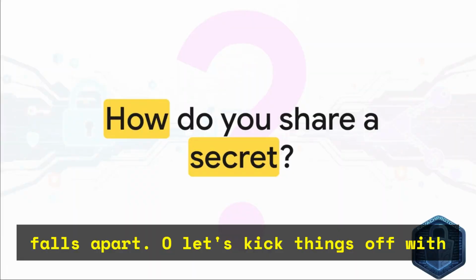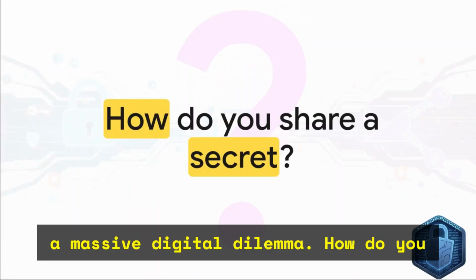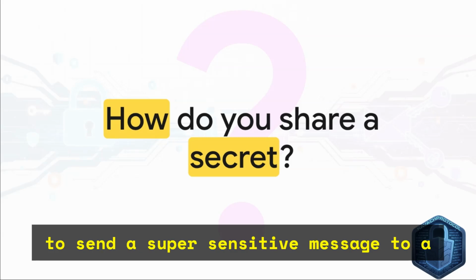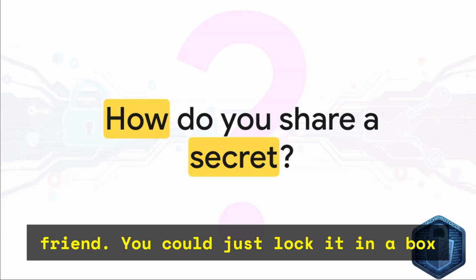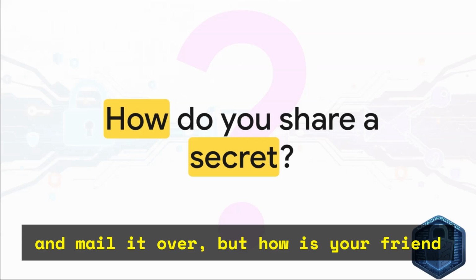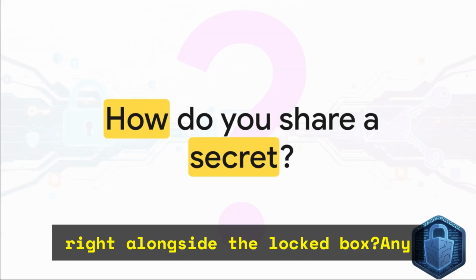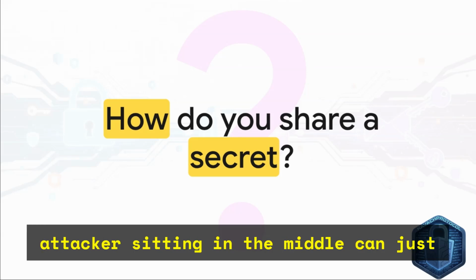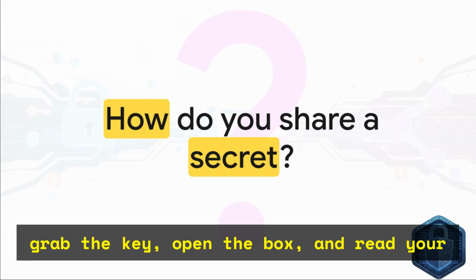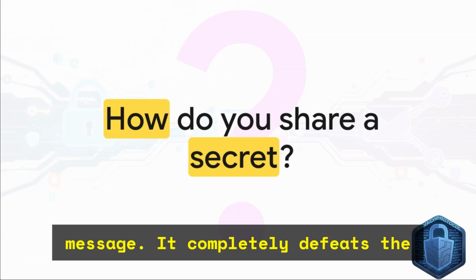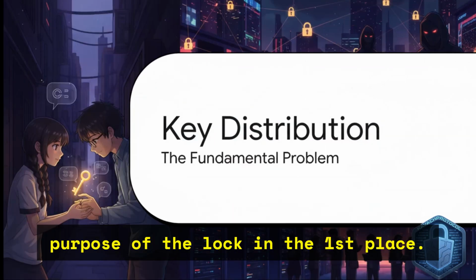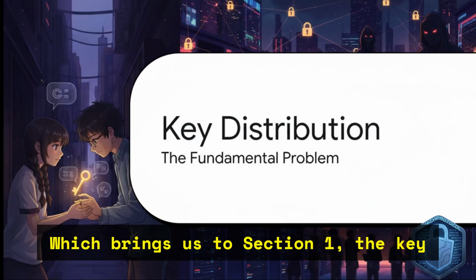So let's kick things off with a massive digital dilemma. How do you actually share a secret? Imagine you need to send a super sensitive message to a friend. You could just lock it in a box and mail it over, but how's your friend going to unlock it? If you send the key right alongside the locked box, any attacker sitting in the middle can just grab the key, open the box, and read your message. It completely defeats the purpose of the lock in the first place. Which brings us to Section 1, the key distribution problem.